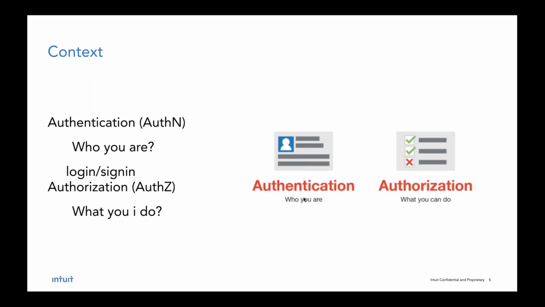But I'm more interested in what happens after an identity has been proved. And that is the area of authorization, where the system decides what you can do once your identity has been proven. So in short, these things are called auth-n and auth-z. In this session, we are going to talk about auth-z.